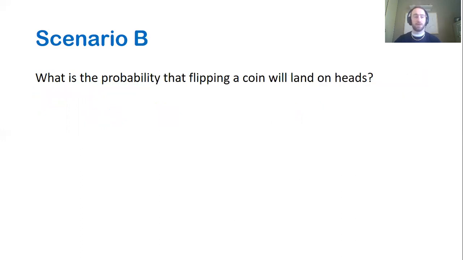Let's try scenario B. Scenario B is asking for the probability that flipping a coin will land on heads. You might already know that it's a 50-50 chance, one out of two, right? But let's talk about it with our definition in mind. What are the total outcomes? Well, there's two: either heads or tails. Unless it lands on the side, that doesn't matter. The only outcomes we have are heads or tails.